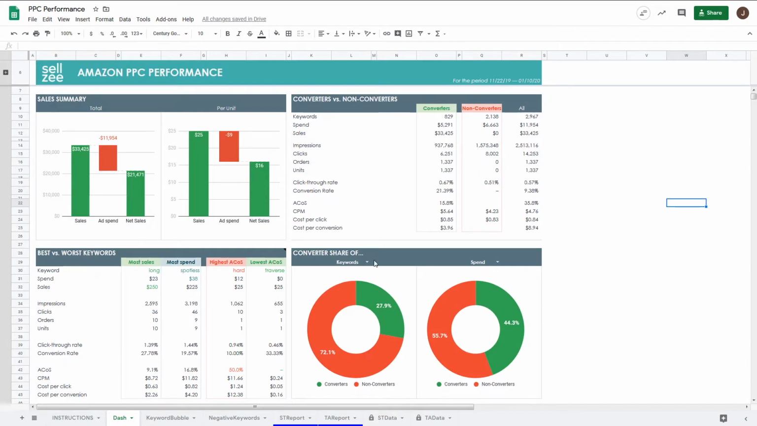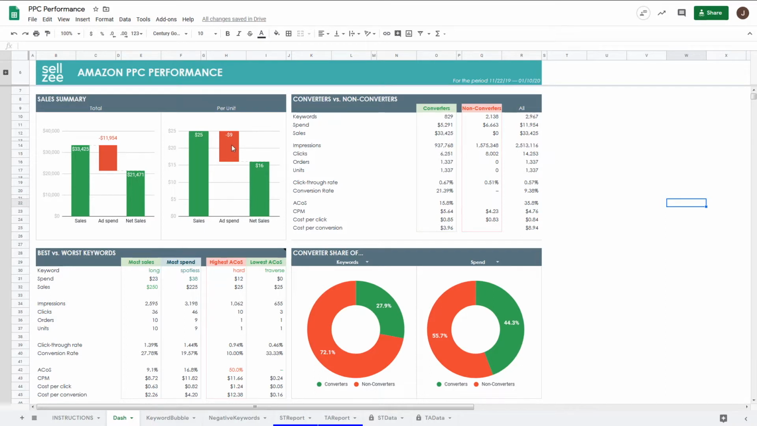So right off the bat, you get an instant visual of how much you're spending on advertising, both in terms of total dollars and the amount per converted unit. And in this case, you invested about $12,000 to generate $33,000 in sales. So you have about $21,400 in net sales remaining after ad spend. And then on a per unit basis, you can see you're spending about $9 per unit on advertising. So that's a pretty decent chunk. This number here is really handy.